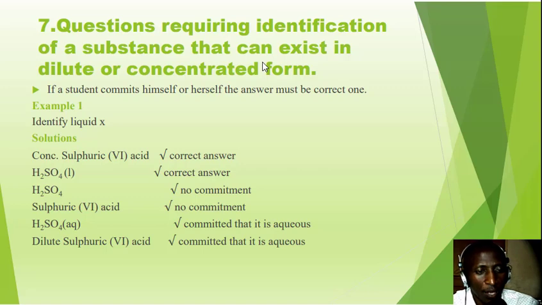However, in some cases whereby the identification of the substance, maybe you're told identify liquid X, and the correct answer can be concentrated sulfuric acid, the student identifies the liquid X using the symbols H2SO4 liquid. It's correct. The student does not give any commitment about the concentration and just gives H2SO4. You will earn the mark. Or sulfuric acid, you will earn the mark. Or H2SO4 aqueous, without any commitment, and the correct answer was supposed to be aqueous, then he earns the mark.